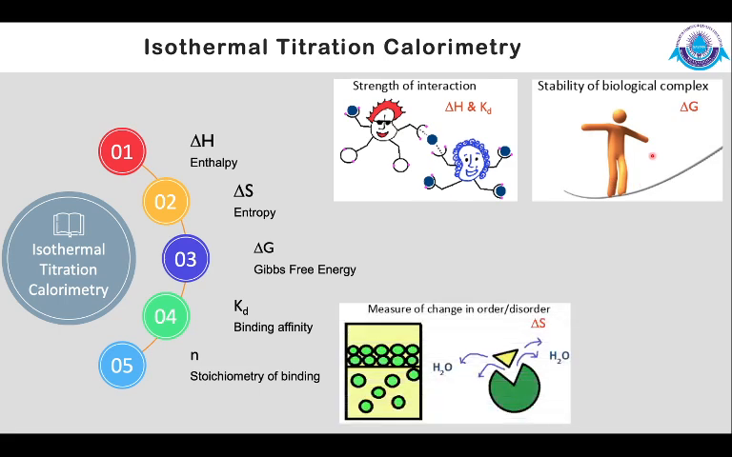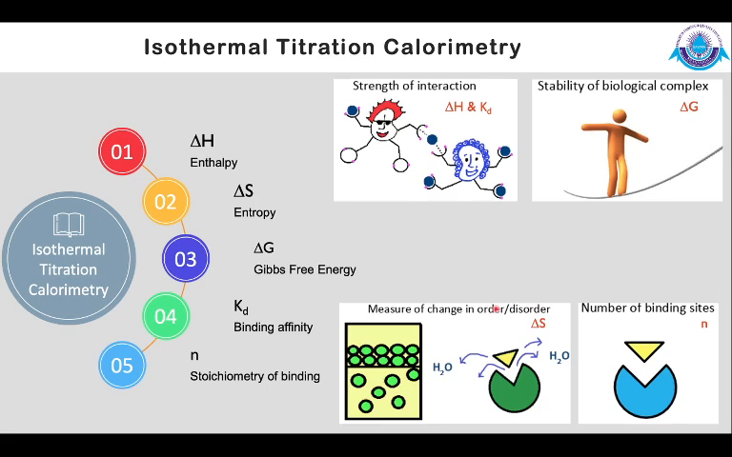It also gives us the measure of change in the order or disorderedness. So how ordered, or how flexible the protein inhibitor complex is, by measuring the delta S, that is the entropy change of the binding reaction.